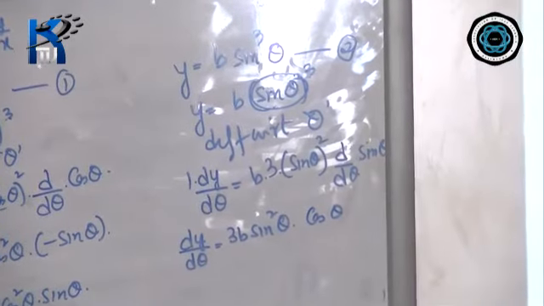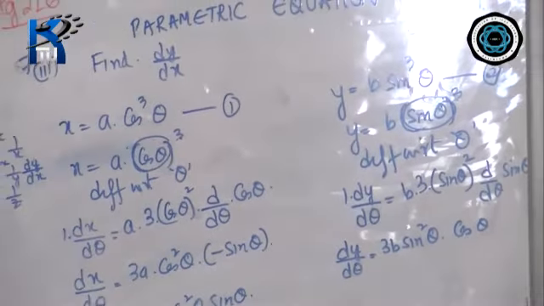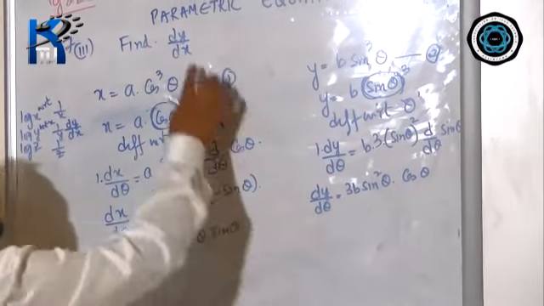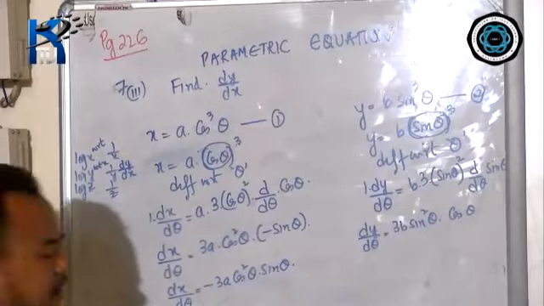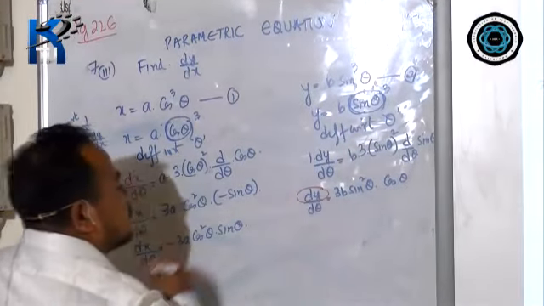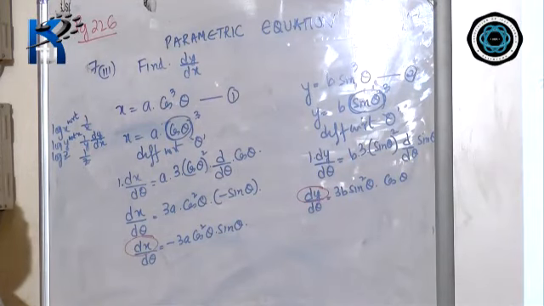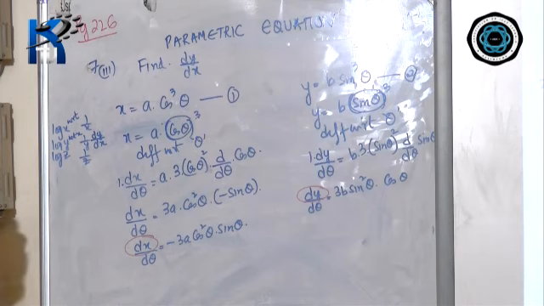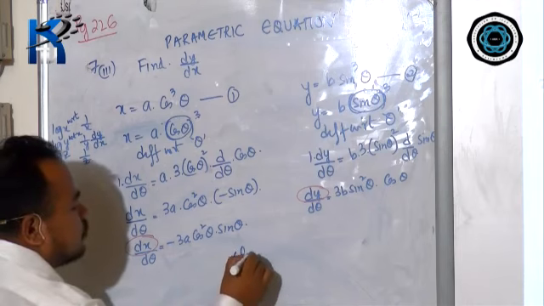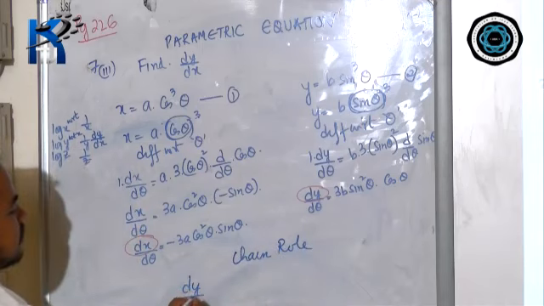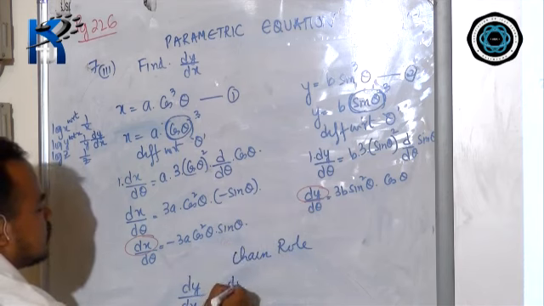So I hope you got, from the first equation dx by d theta, and from the second equation dy by d theta. But the question is, I need to find dy by dx. That means dy is in the second equation and dx is in the first equation, so we need to combine these. So we are going to use a rule called the chain rule. What are we supposed to find? dy by dx. So dy is the numerator, and it's already in the numerator.